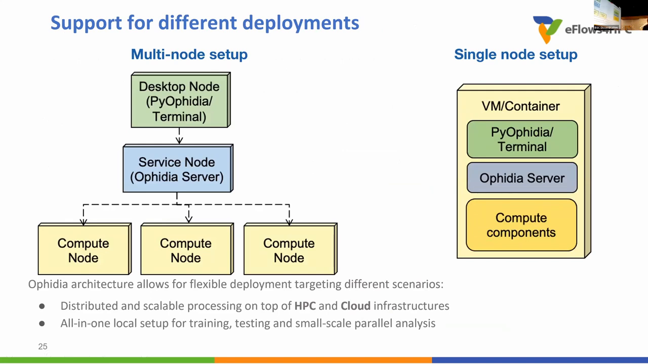Concerning deployment, as Ophidia is a layered architecture, it can be scaled according to the workload. So this can be run in a multi-node setup, which is the typical one that we use on HPC and cloud infrastructure, in which we have a single service node with the Ophidia server, and then multiple compute nodes where the computing components of the framework are executed, and these can be easily added and removed according to the needs.